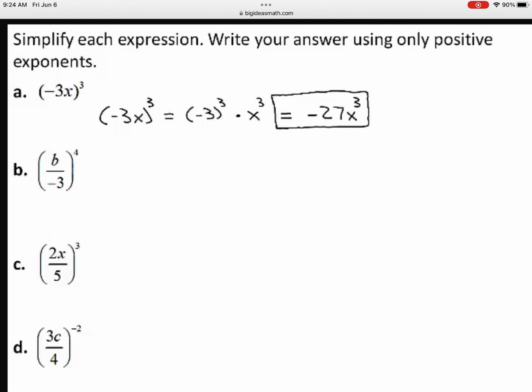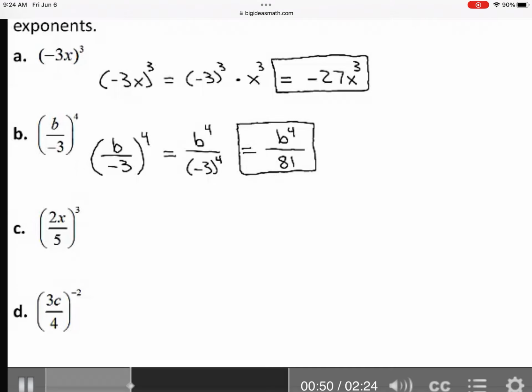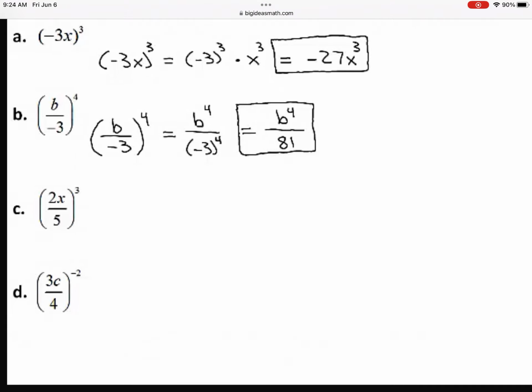Part B. The quantity b divided by negative 3 to the fourth power. The power of a quotient property says that to find the power of a quotient, find the power of the numerator and the power of the denominator and divide. So the quantity b divided by negative 3 to the fourth power equals b to the fourth power divided by the quantity negative 3 to the fourth power, which simplifies to b to the fourth power divided by 81. Part C. The quantity 2x divided by 5 to the third power.